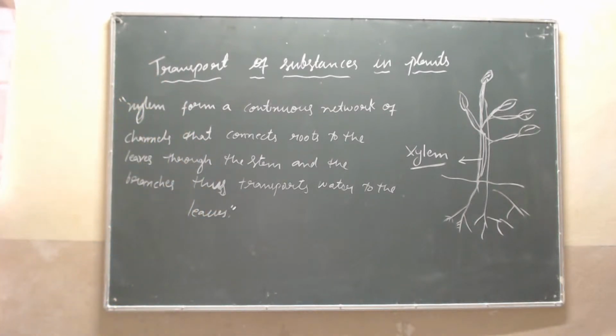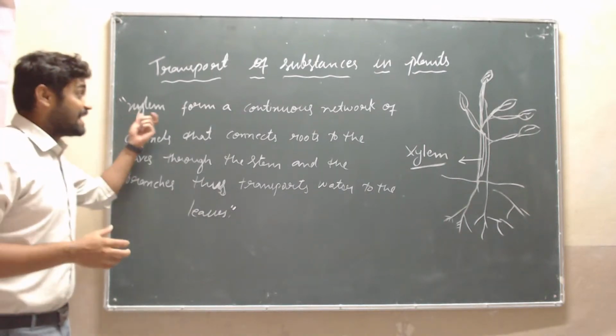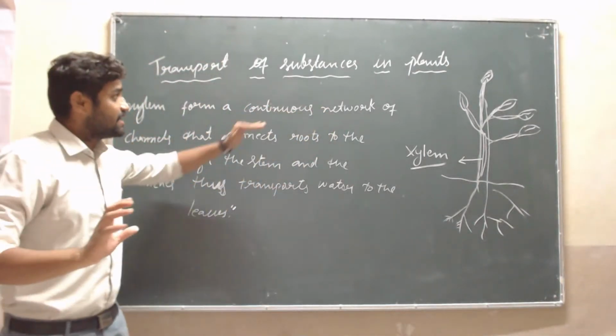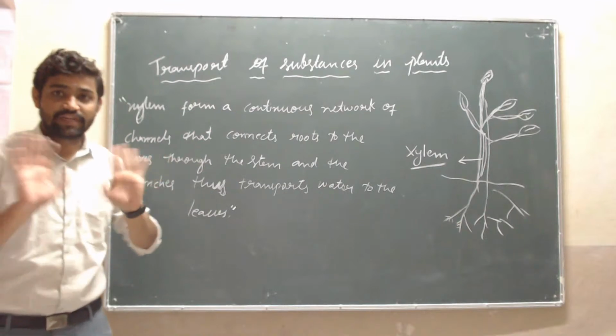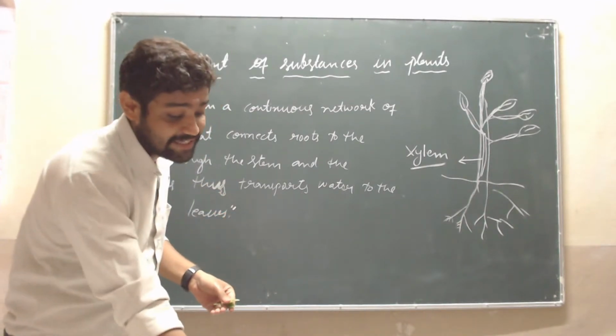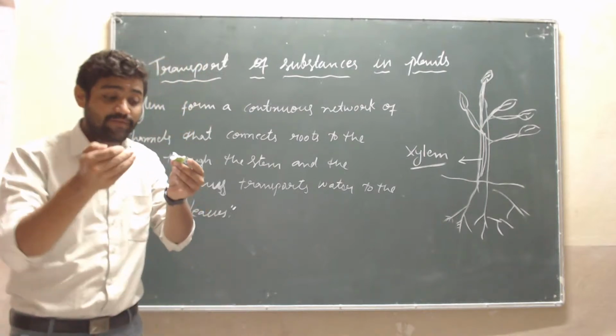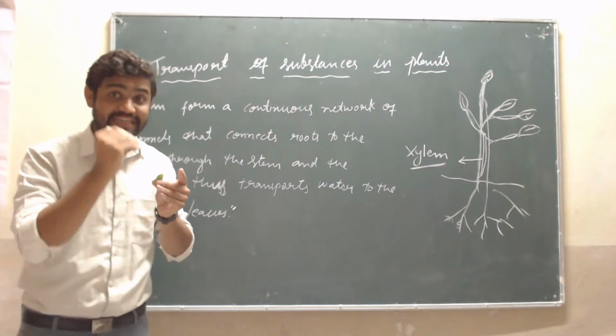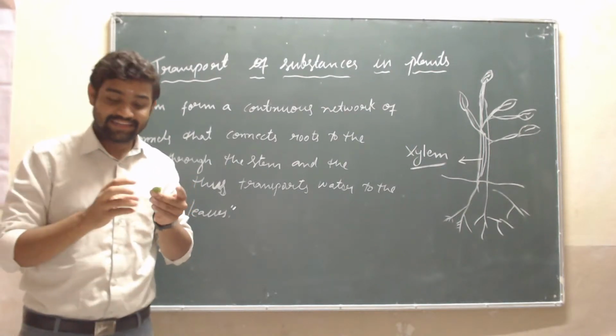See here, take a screenshot so that afterwards you can write it. See here, xylem forms a continuous network of channels. By this activity we can say that it is connected from each branch to the leaves or the petals of the flower, isn't it?